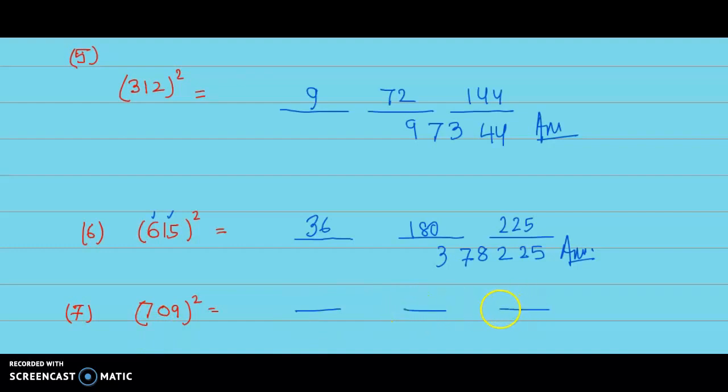709. So in order to answer this question, this is 49, this is 81, and 7 times 9 is 63, times 2 is 126. So your answer is going to be 1, 8, 6, 2, and 1 and 9 is 10, and 1. So it is 50. 49 plus 1, this 1 is to be added. So 49 plus 1 becomes 50, and your answer is 502681.